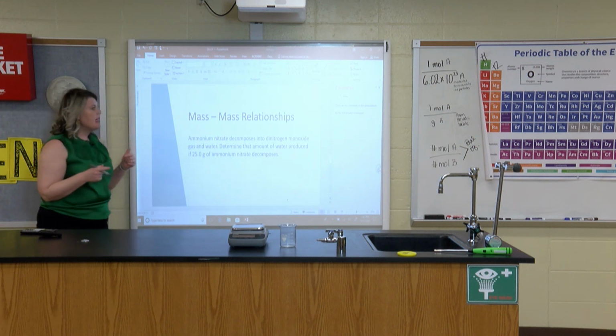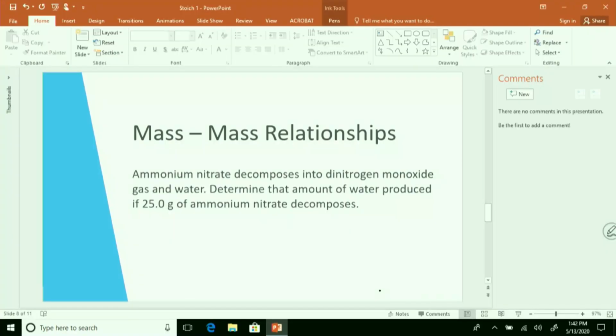Ammonium nitrate decomposes into dinitrogen monoxide gas and water. So we're going to try and figure out what this reaction is. Ammonium is NH4 with a positive 1 charge. Nitrate is NO3 with a negative 1 charge, so those charges cancel out. It says ammonium nitrate decomposes, so this is a decomposition reaction into dinitrogen, which is N2, monoxide is O, and water, H2O. So we've written the reaction.